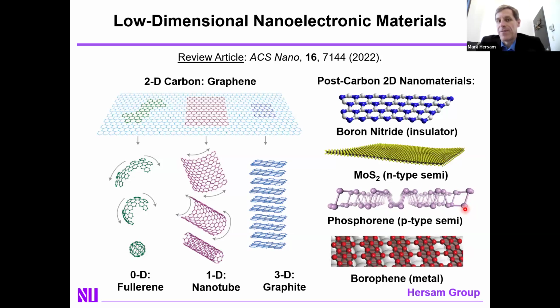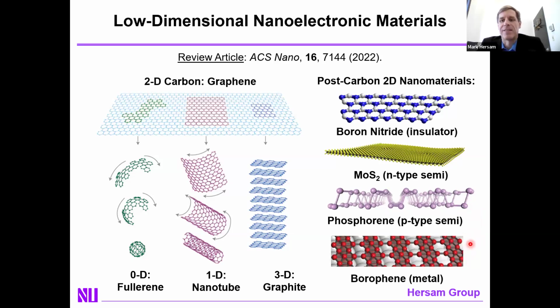And we also look at the family of synthetic low-dimensional nanoelectronic materials, such as borophene, a 2D phase of boron. We call it synthetic in the sense that you can't derive borophene from bulk boron by exfoliation, because bulk boron is not a layered van der Waals solid. You have to grow it directly from the bottom up using methods like molecular beam epitaxy.